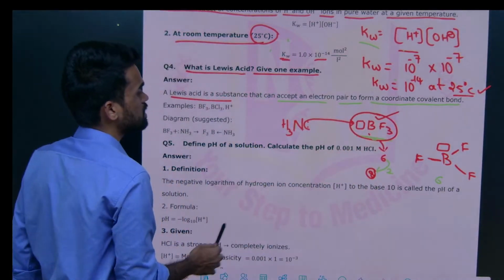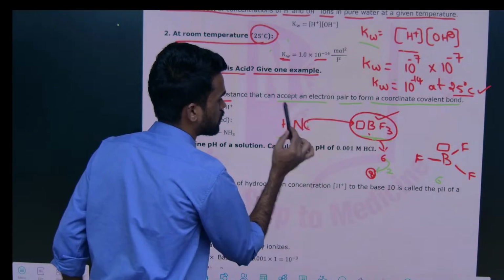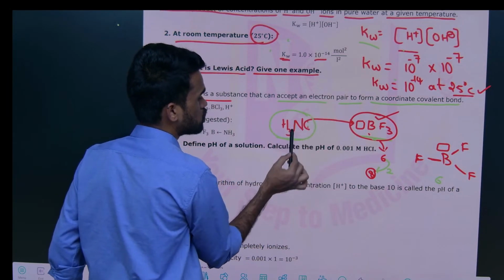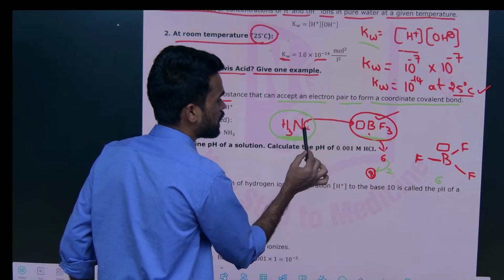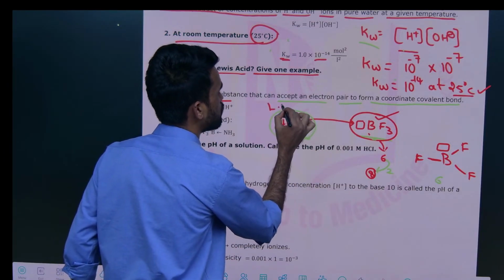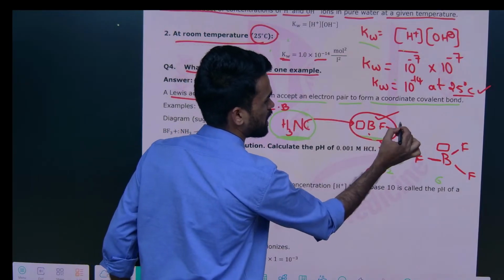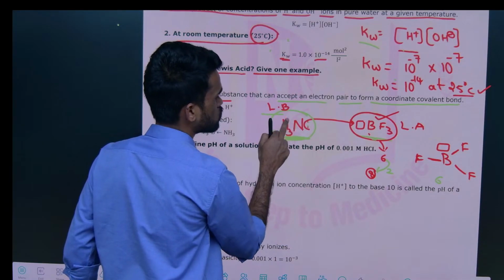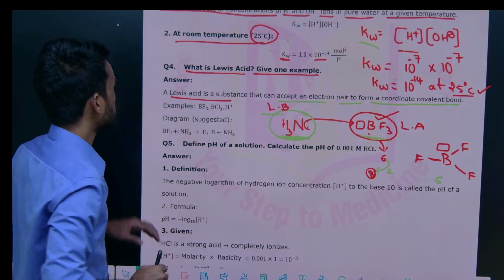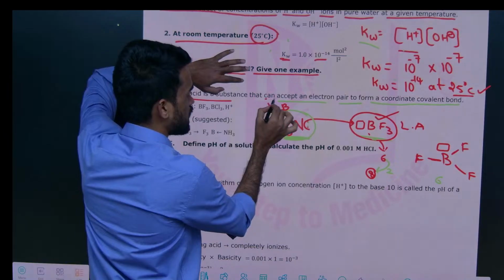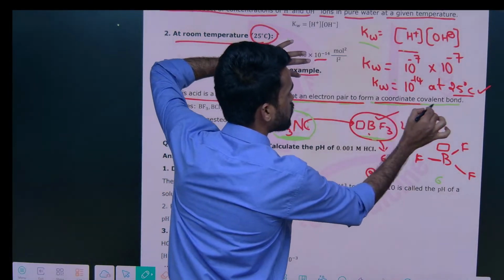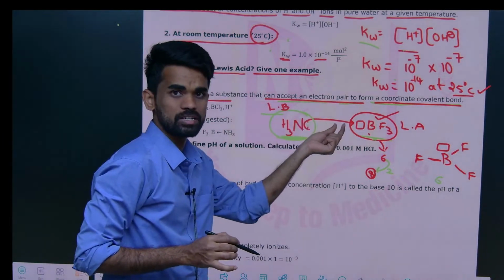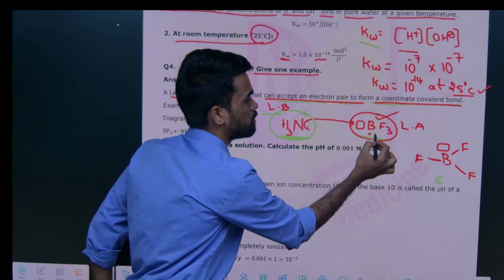Whereas the NH3 molecule has a lone pair, so the pair of electrons is donated by this NH3 molecule. The species which donates a pair of electrons is called a Lewis base. The one accepting a pair of electrons is the Lewis acid, so consider NH3 as the Lewis base. A Lewis acid is a substance that can accept an electron pair to form a coordinate covalent bond. This molecule is donating a pair of electrons, and that is accepted by BF3.